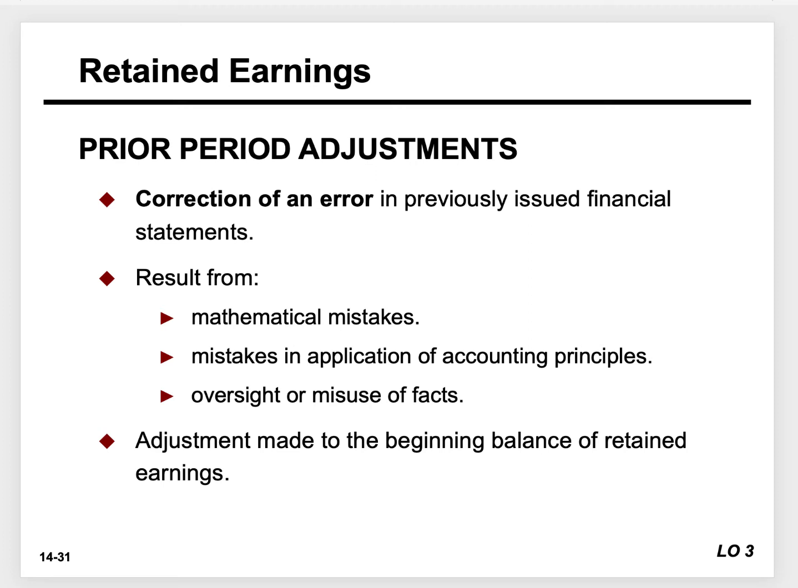So where do these mistakes come from? Well, like I said before, it was a mistake, right? Mathematically, we did something wrong. We didn't carry the one. We fat fingered a key. Whatever.